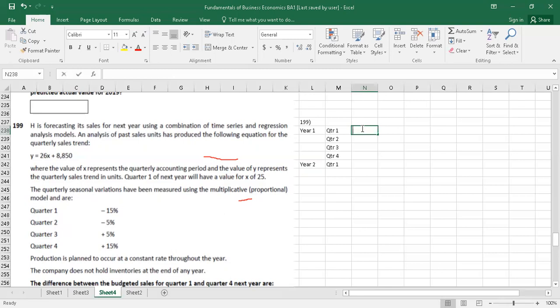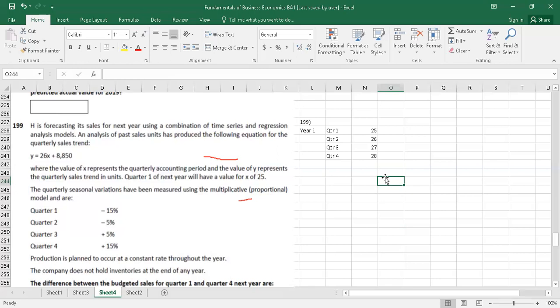If this one has a value of 25, then this will have 26, then this will have 27, and 4 will have 28. So I think everything is for the next year only. It basically is focusing on the next year values. The next year, quarter one has 25 as the value for X. So X is the time period. The time period is denoted by a value called 25. So for X, quarter two is 26, 27, 28.